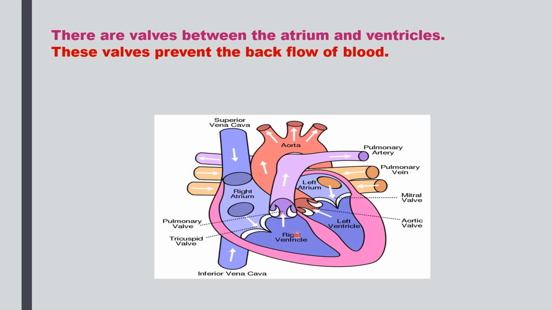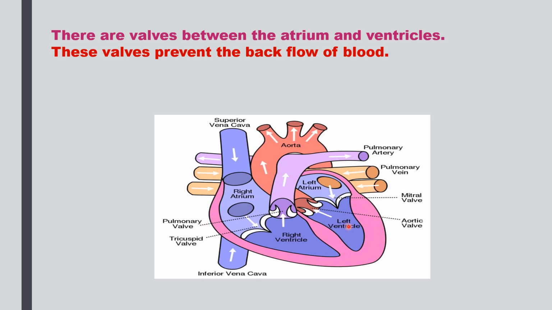Similarly, the blood from the right ventricle has to be carried through the pulmonary artery to the lungs for purification. So there is again a valve which is present between the right ventricle and this pulmonary artery, and the name of this valve is the pulmonary semilunar valve.